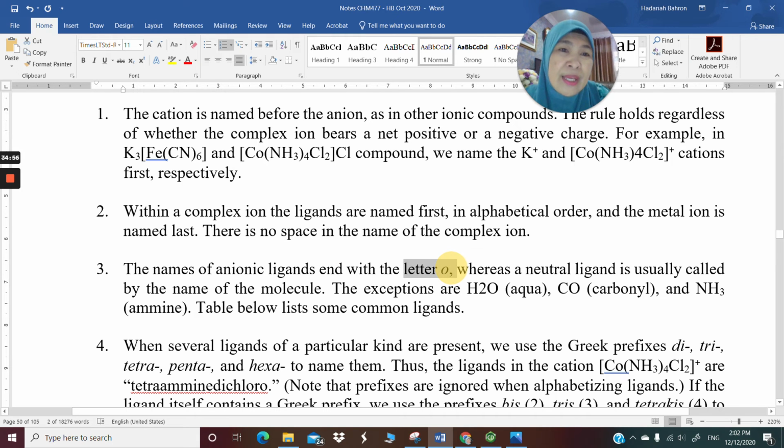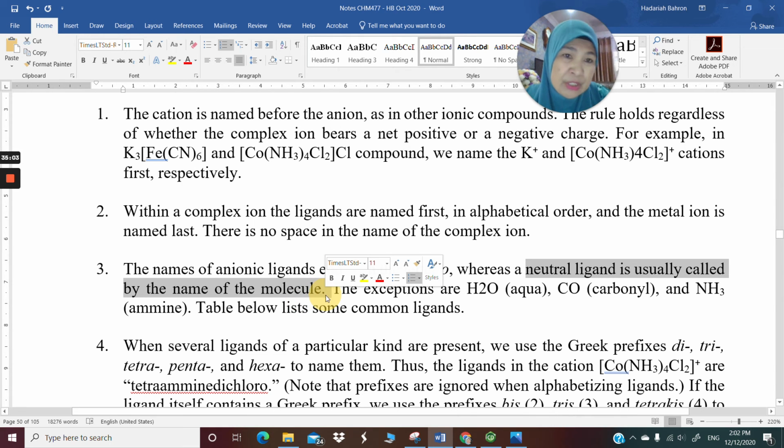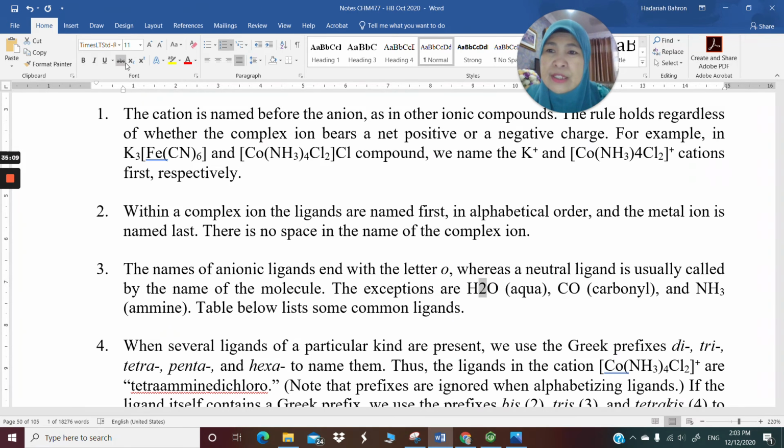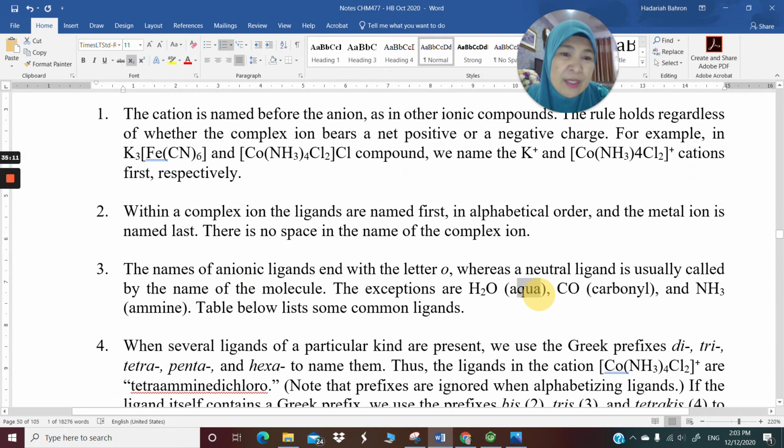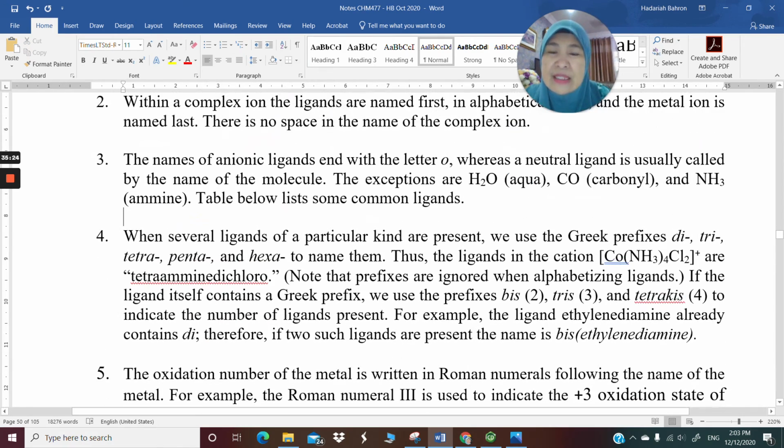Whereas a neutral ligand is usually called by the name of the molecule. But there are exceptions. The exceptions are when you have water, you call it aqua. When you have carbon monoxide, you call it carbonyl. When you have ammonia, you call that ligand amine, with a double M. So we have a list of common ligands shown here.